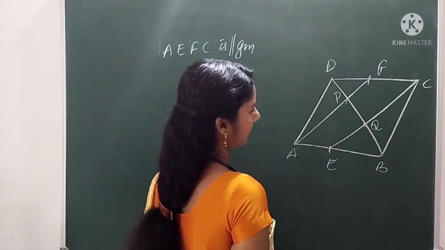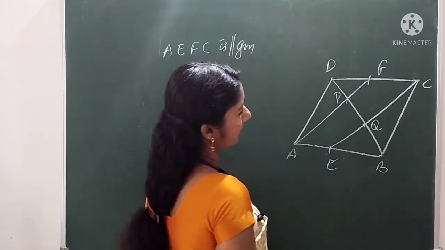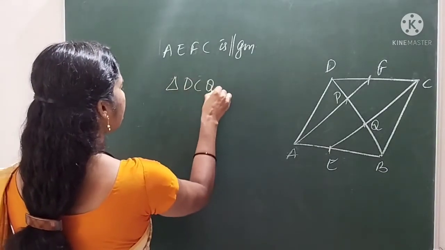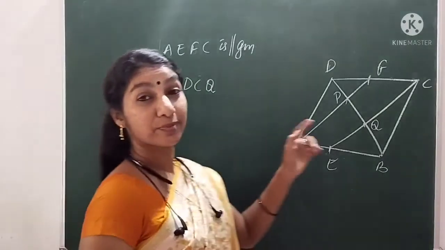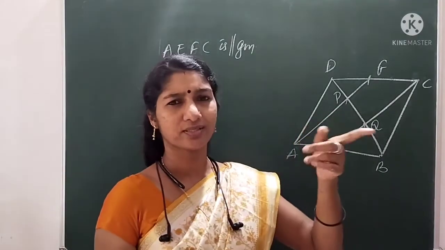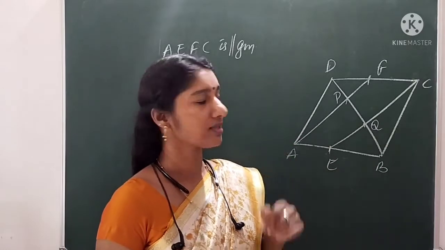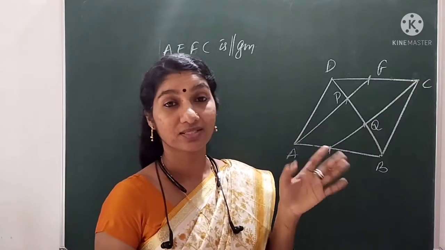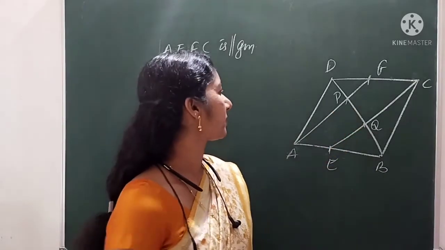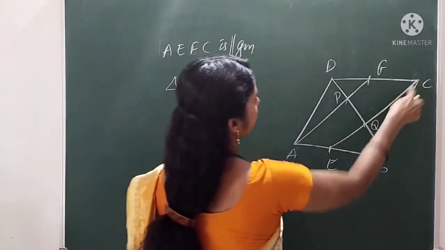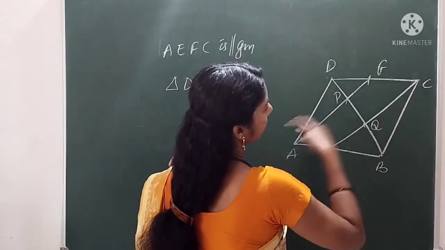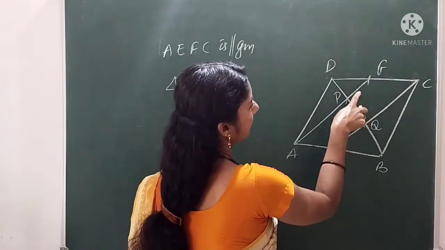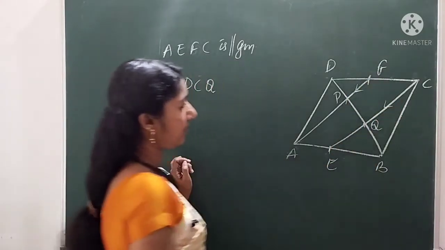AE is parallel to FC. So now you consider the triangle DCQ. This problem we didn't complete on that day. Some students have already sent the answers. For others, now you write. Means in that previous class we just stopped doing this problem. So consider the triangle DCQ. It's given F is the midpoint, and these two line segments are parallel.